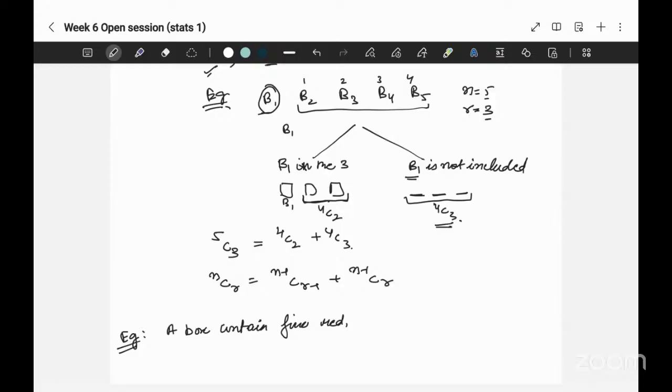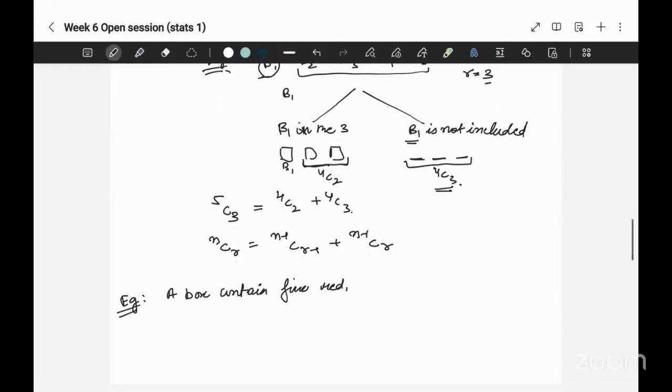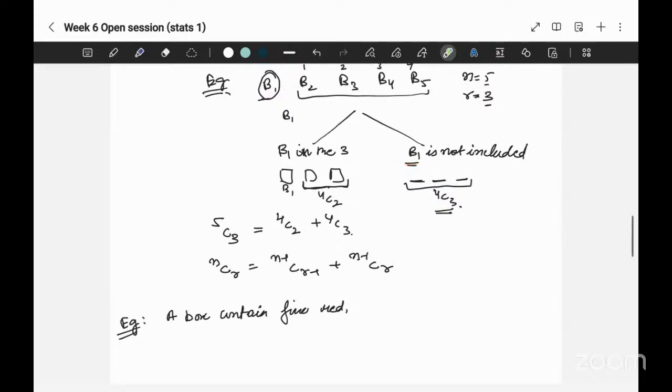Once we are including B1, and in the next part we are excluding B1, we are not including B1. So I can have two conditions, right? In the case of inclusion, I can have B2 also, I can have B3, I can have B4, anything, correct? So if I'm selecting three balls, I can have these two conditions. In the first condition, I have this combination, and in the second condition, I have this combination. So this total 5C3 is actually 4C2 plus 4C3.